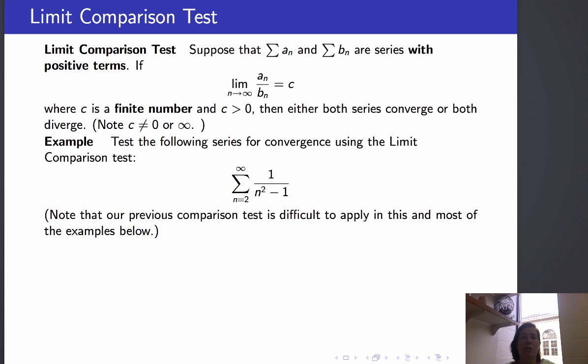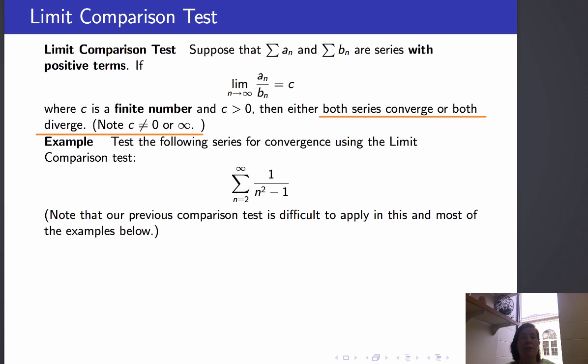Suppose you have two series, the sum of a_n and the sum of b_n, and they both have positive terms, and if it turns out that the limit as n tends to infinity of a_n divided by b_n is some constant c, where c is a finite number greater than 0, then both series do the same thing. They either both converge or they both diverge.